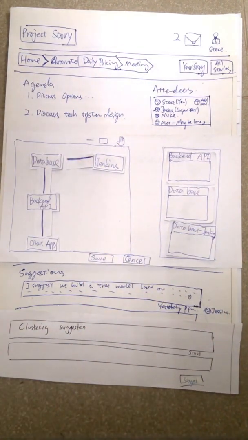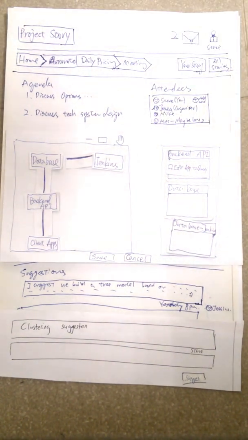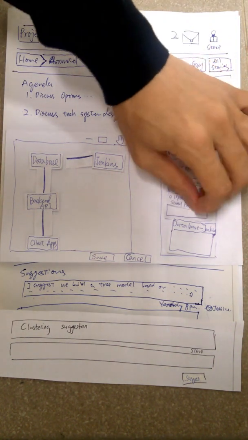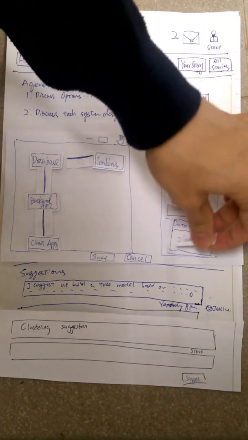He also assigned the following tasks to each of the drawn components. First item, backend API, edit app to query. Second item, database, update database stored procedure. Third item, database Jenkins, query every day.